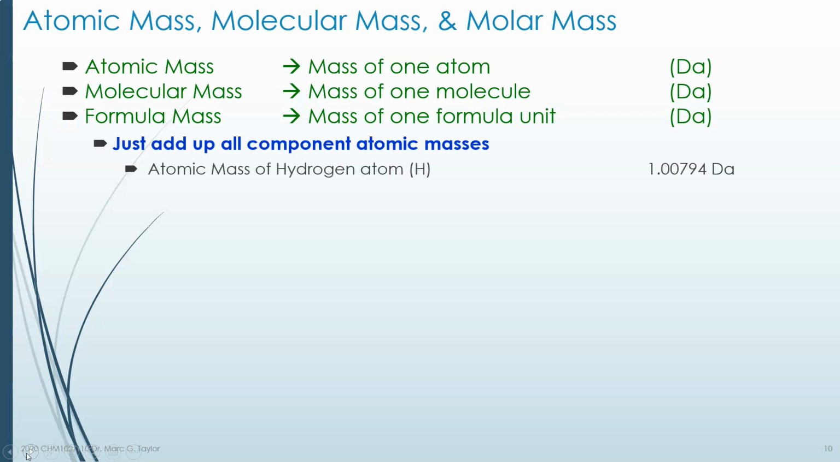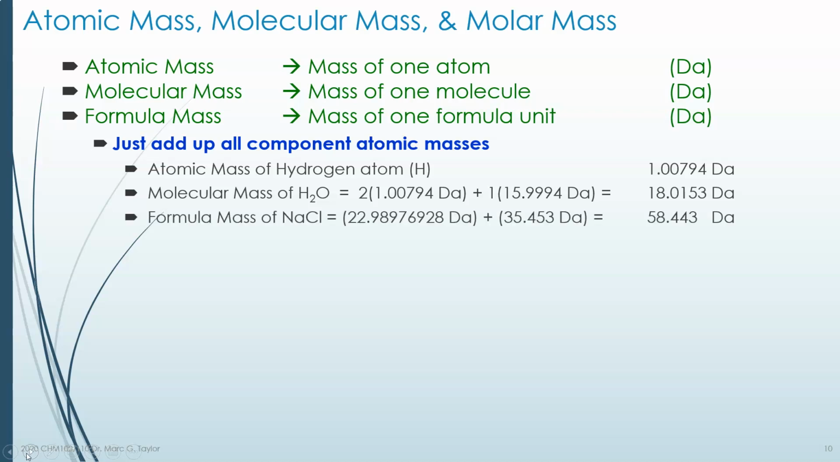Now, if you were to look at the atomic mass of hydrogen, for instance, you know right off the periodic table, it's 1.00794 Daltons, or atomic mass units. And if you wanted the molecular mass of water, you would just add up the mass of 2 hydrogens plus the mass of 1 oxygen to get 18.0153 Daltons.